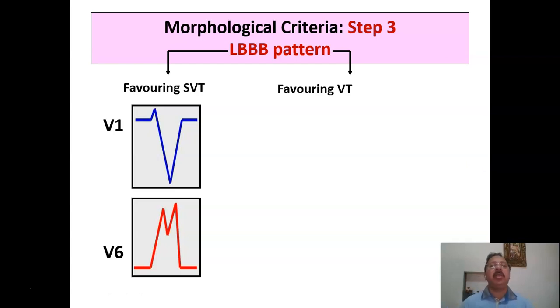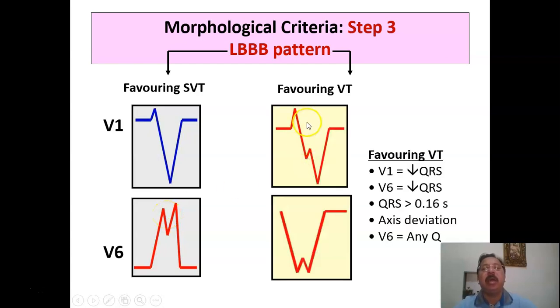If the morphology is left bundle branch block pattern, look at V1 and V2. If the normal pattern persists, this wide complex tachycardia is most likely a supraventricular tachycardia, and the normal pattern is that you will get the negative wide QRS complex in V1 and positive wide QRS complexes in V6 with a notch. But if you get wide QRS complexes in V1 and also negative wide QRS complexes in V6, and maybe some Q wave, this is more in favor of ventricular tachycardia.